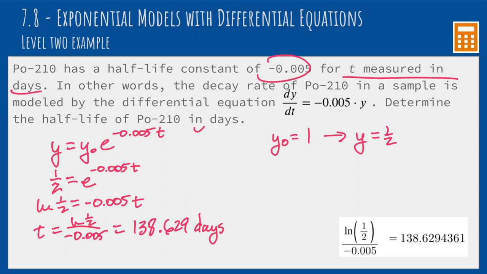It also asks for the half-life in days, so we want to make sure that we indicate that's a number of days. So after a little over 138 days, any quantity of polonium-210 will have decayed to half of that amount of polonium-210, and the rest would be some other stuff, other polonium isotopes.